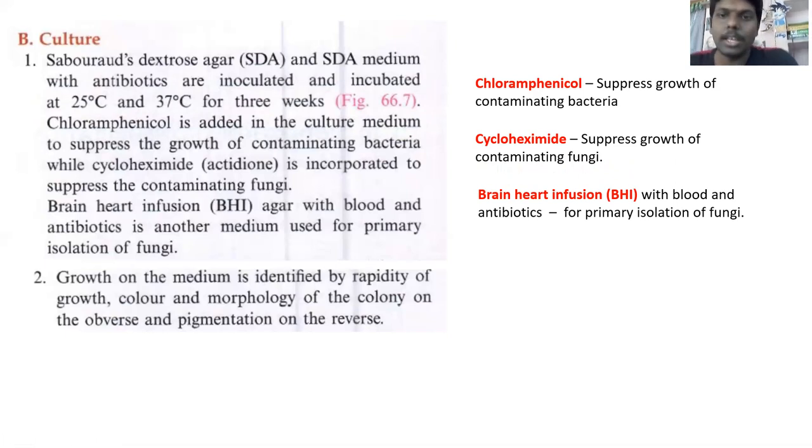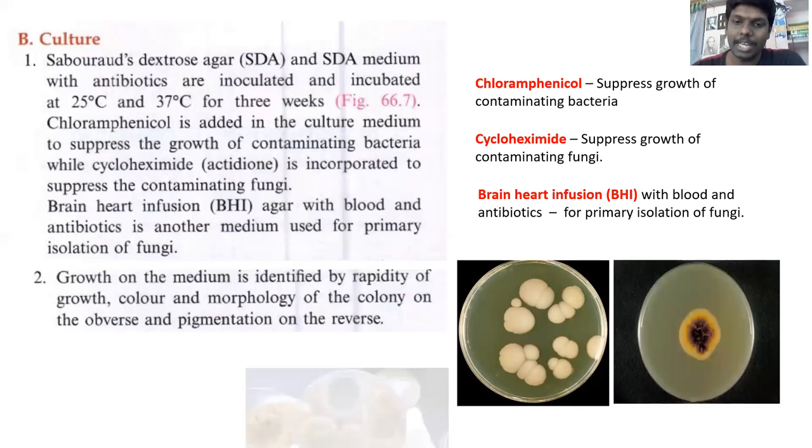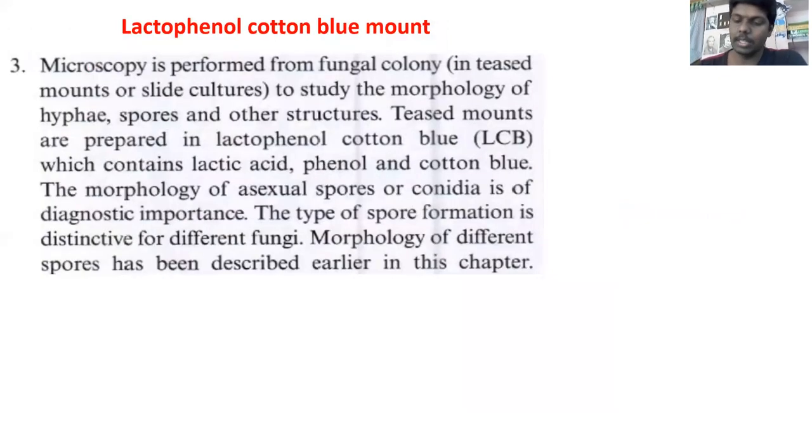So these are the three components present in Sabouraud dextrose agar. What are those three? Chloramphenicol, cycloheximide, and brain heart infusion agar are the constituents of your SDA agar. Then after this, you will see growth like this. So in SDA agar, you will see fungal growth. This fungal growth can be various. The colony morphology and the color of the colony will vary depending upon the type of fungus growing. So depending upon the colony morphology, growth and color, we can say what kind of fungus it is. We can diagnose it. So this is about fungus, SDA agar.